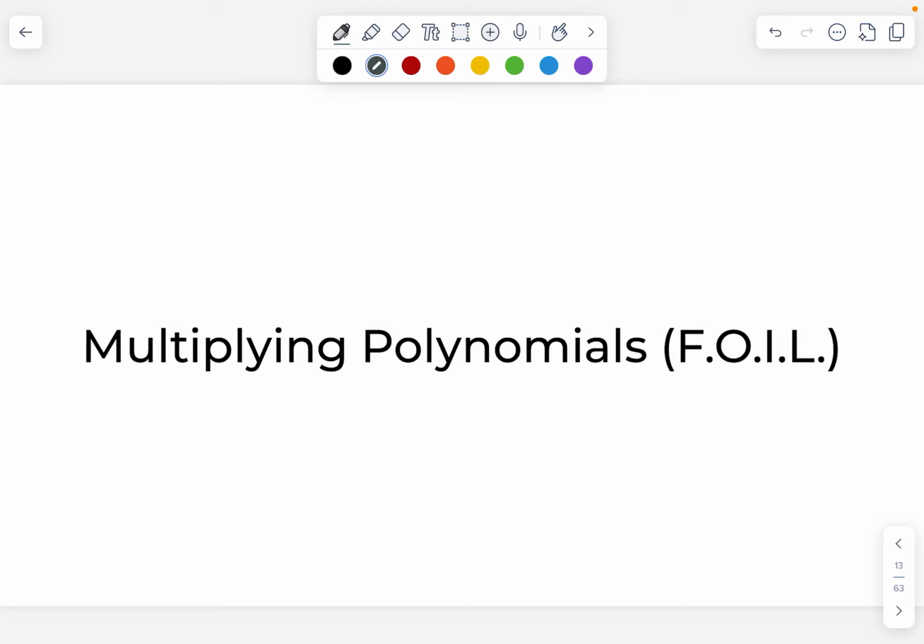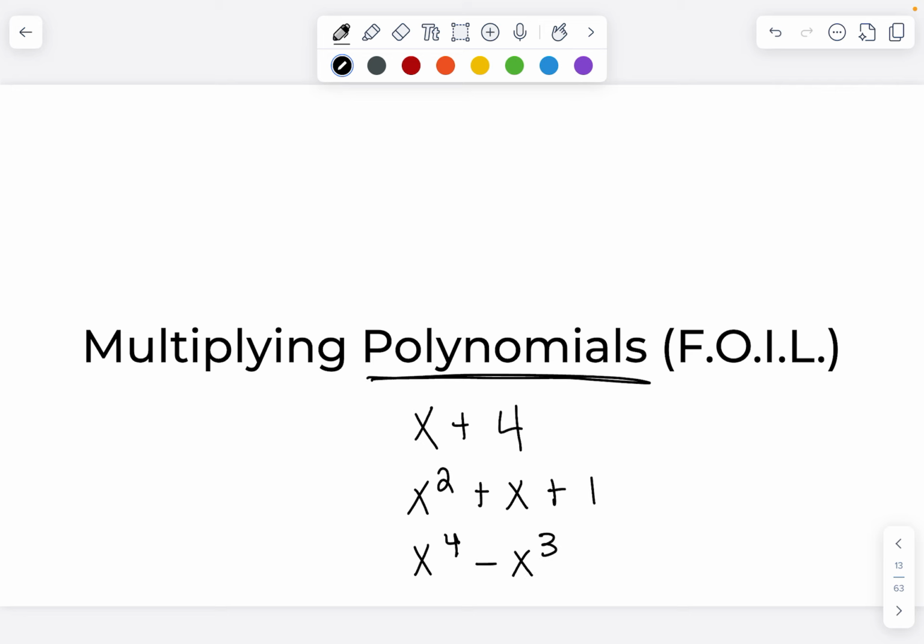In this lecture, we're going to talk about multiplying polynomials together. Before we do any examples, I want to talk about this word right here. This just means we have some expression that has variables and numbers. So these are some examples of a polynomial. Polynomials, again, just means you've got variables and numbers combined into one expression.